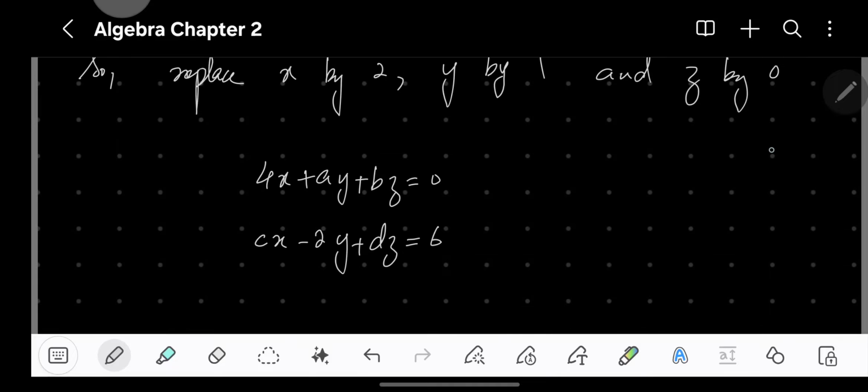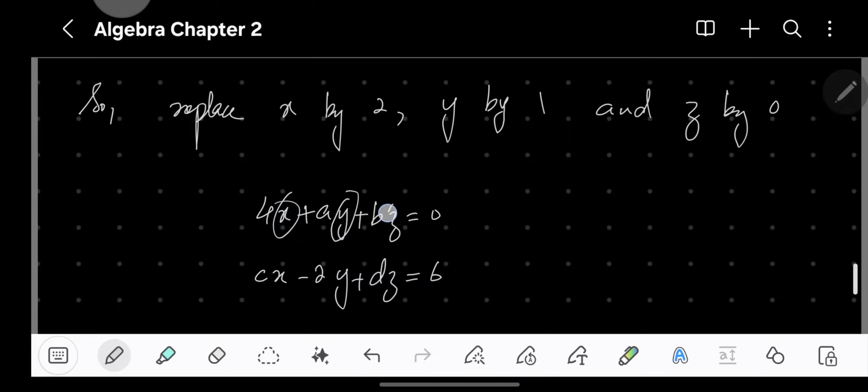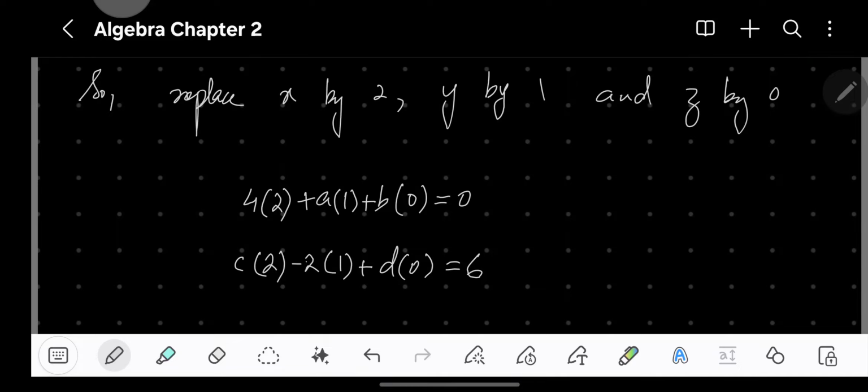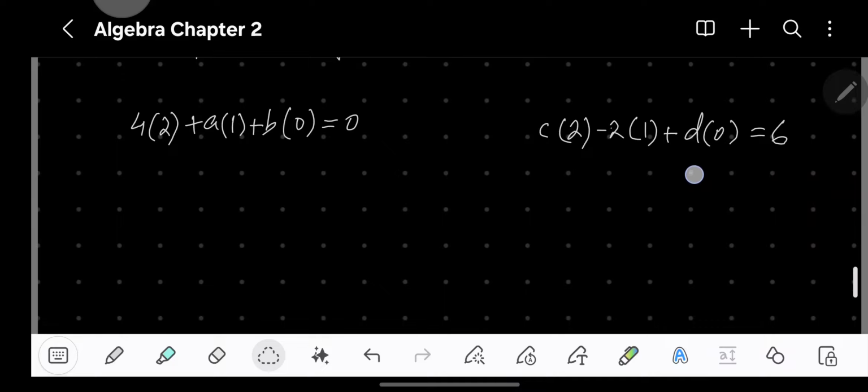This is the system, and in this system we have to replace x by 2, y by 1, z by 0 here and here in both equations. So I have replaced x by 2, y by 1 and z by 0 in both equations. Let's check what will happen then. Let's solve them one by one.